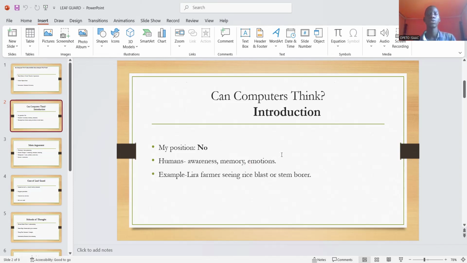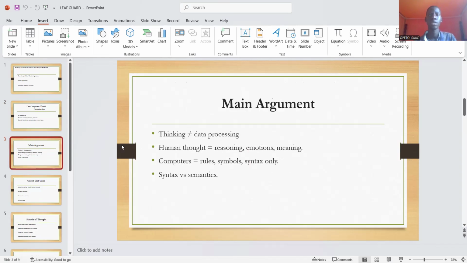For example, when we take a farmer operating a rice farm in maybe Lira district, when he or she sees rice blast on a cluster, he or she relates to the past harvest and how much quantity of food he or she will lose. But a computer cannot do this.